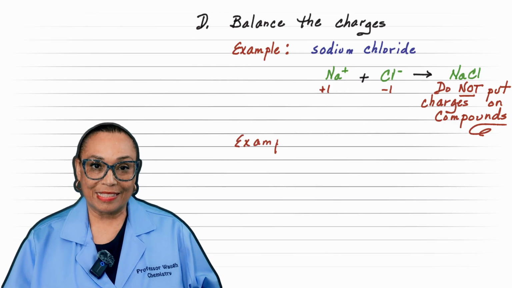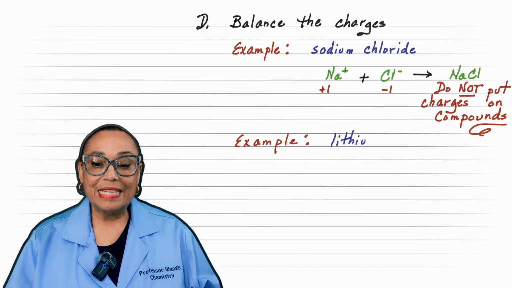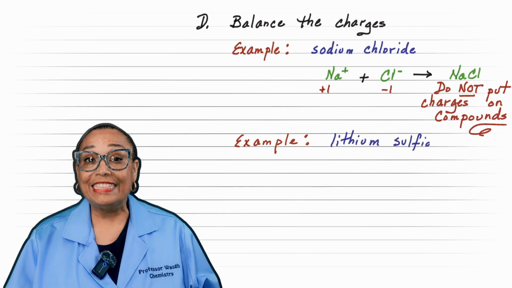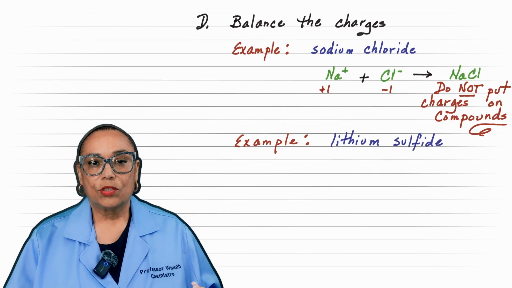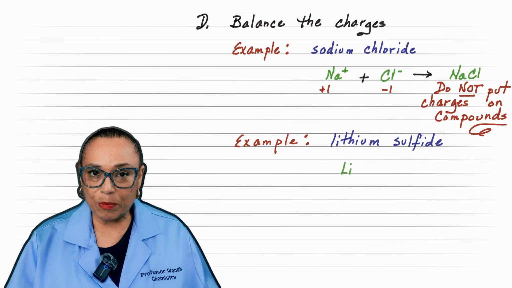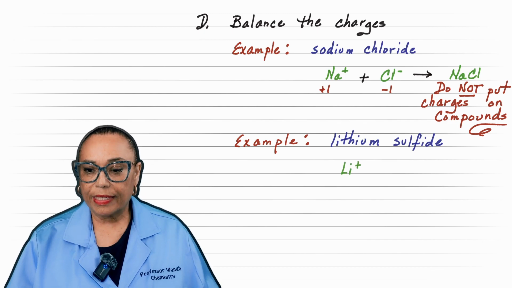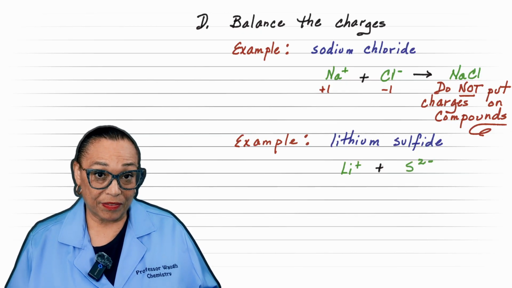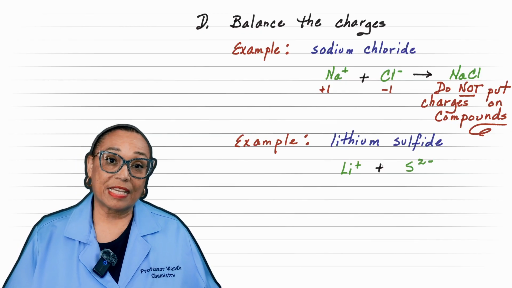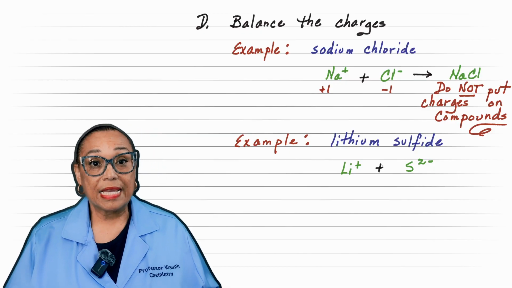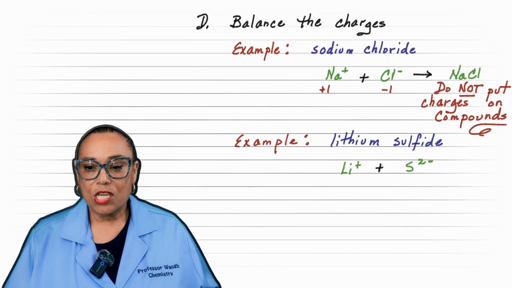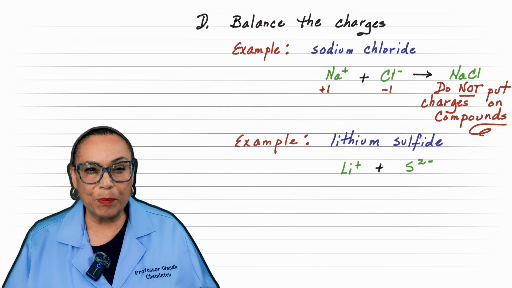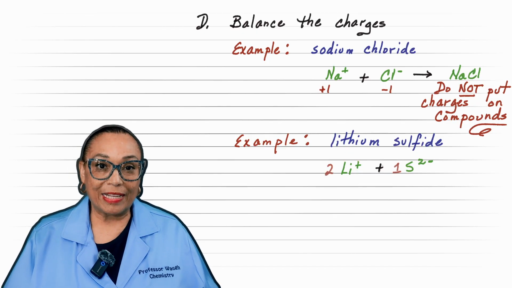Let's look at the second example. Lithium sulfide. Now, you know that lithium has a +1 charge. We just went through that. You know that the sulfide ion has a 2 negative. I've got to have the same number of positive charges as negative charges. So I can put a big number in front to balance those charges.